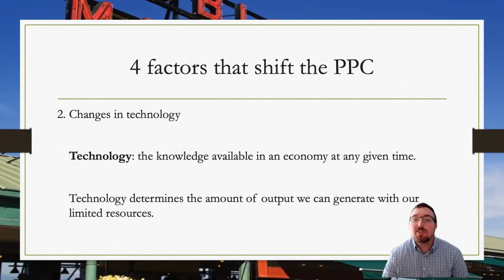Number 2, changes in technology. All right, so technology can change over time. Again, technology is defined as the knowledge available in an economy at any given time. As technology progresses, the PPC will shift outward as well. Okay, so you think about this. An example, think about electricity, or better yet, computers, right? How have computers changed productivity?